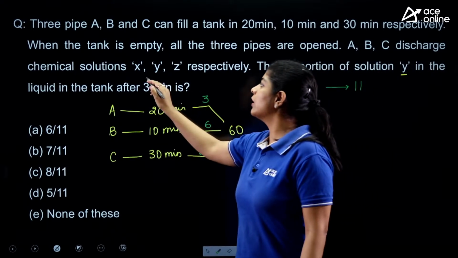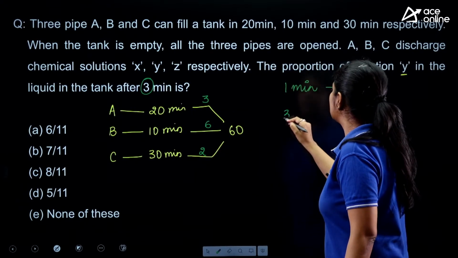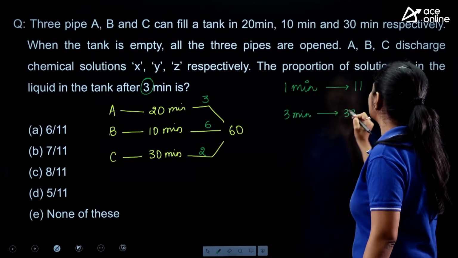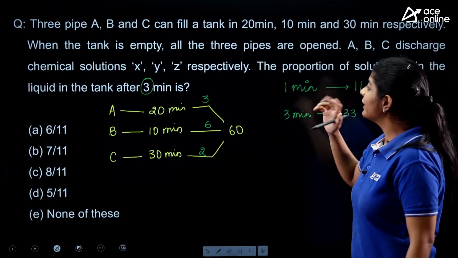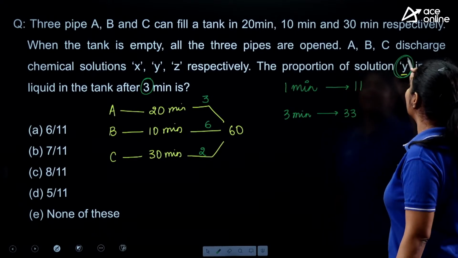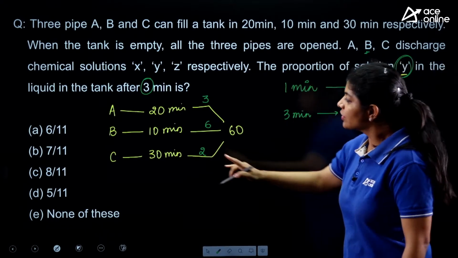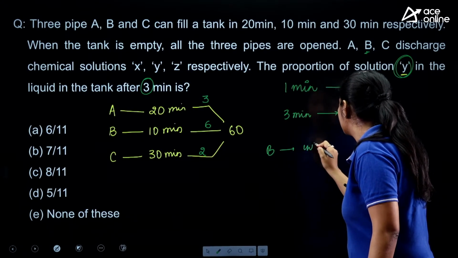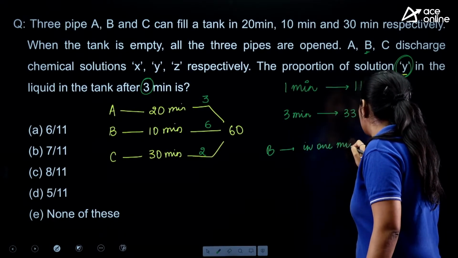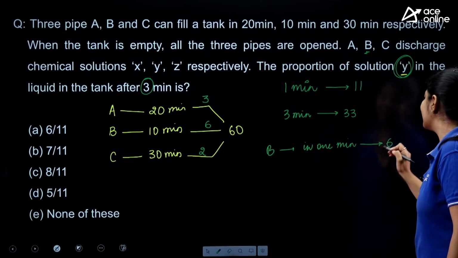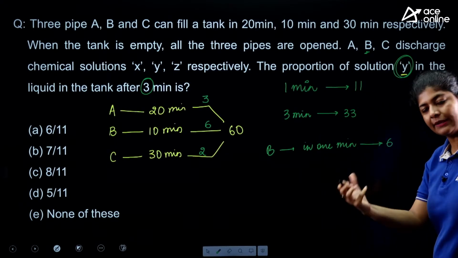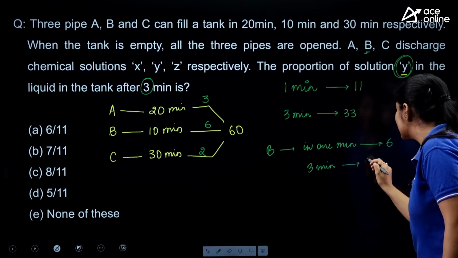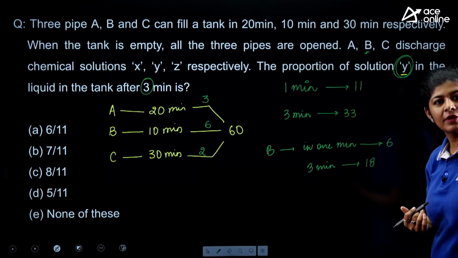So here we need to work on 3 minutes, right? So in 3 minutes, they are able to fill 33 liters of the tank. But we need to find out the proportion of Y, and Y is associated with B. So for B, in 1 minute, B is able to fill only 6 liters of chemical in the tank. So in 3 minutes, it is able to fill 18 liters of the tank.